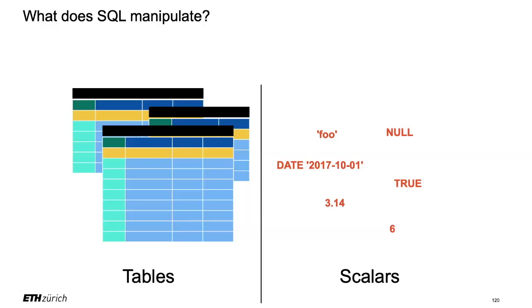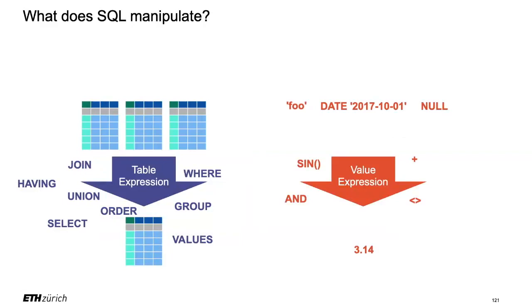So we need to distinguish between the two. If you do that, you will understand that in SQL, we have expressions that manipulate tables, and the select from where actually does that. And we have expressions that manipulate values. Where did we see that?